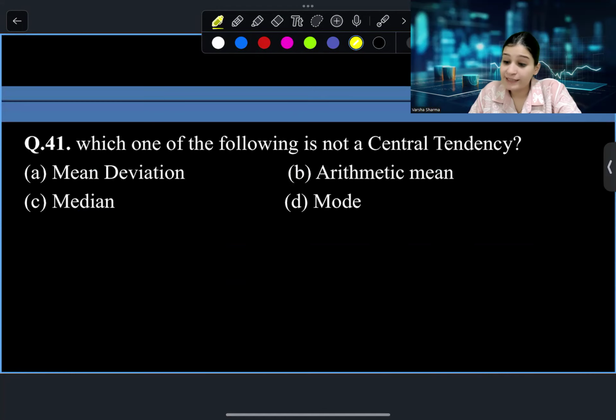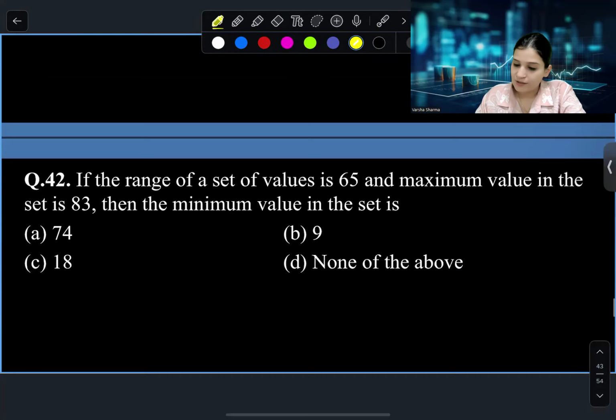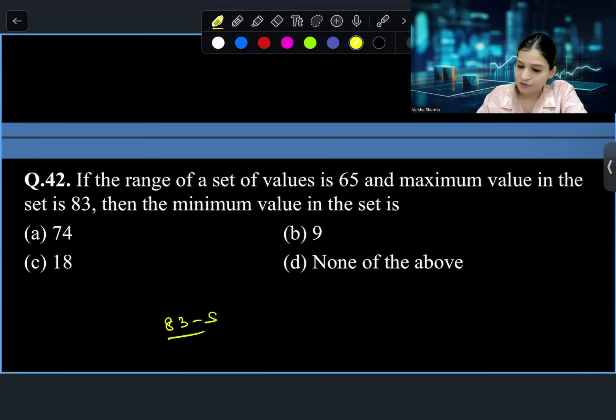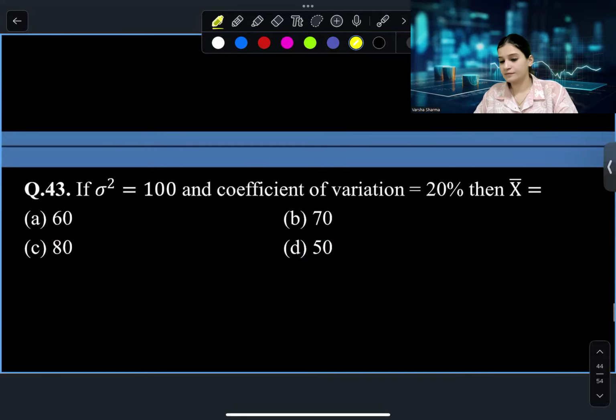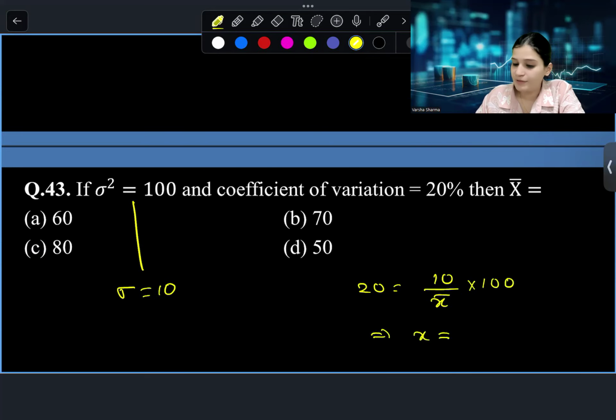Which one of the following is not a central tendency? Mean deviation. Range is 65. Maximum value of the set is 83. Then 83 minus smallest is equal to 65, so the smallest value will be 18. Sigma square is 100, so sigma will be 10. So 20, standard deviation by mean into 100. So from here, standard deviation will be 50.